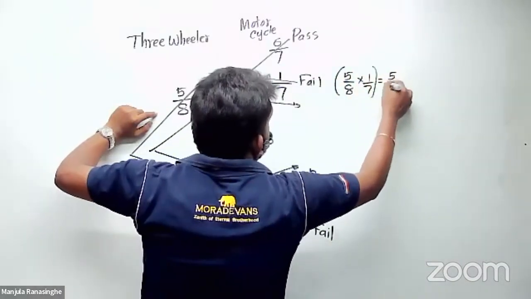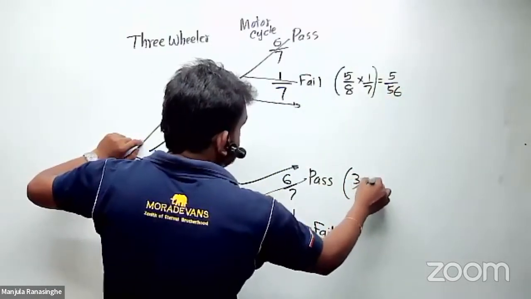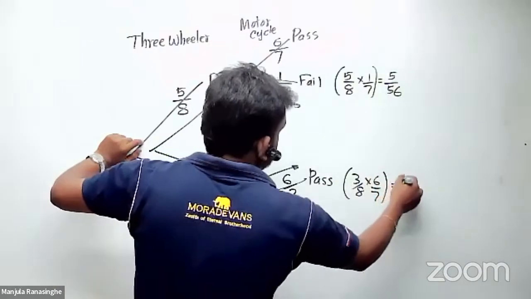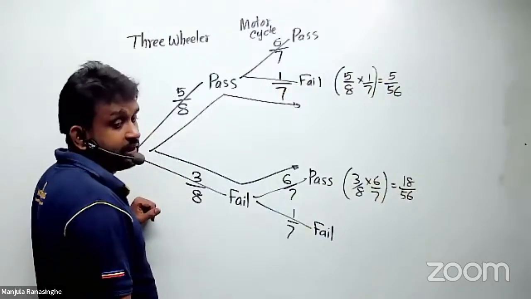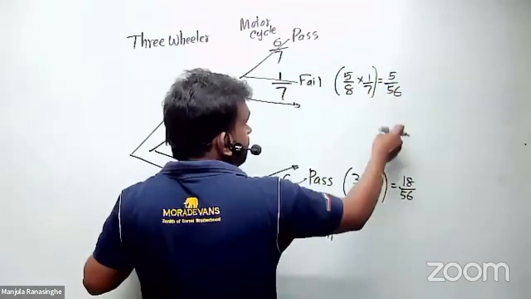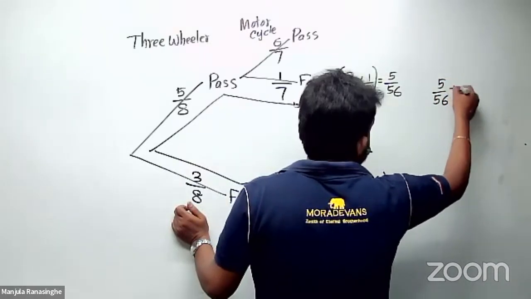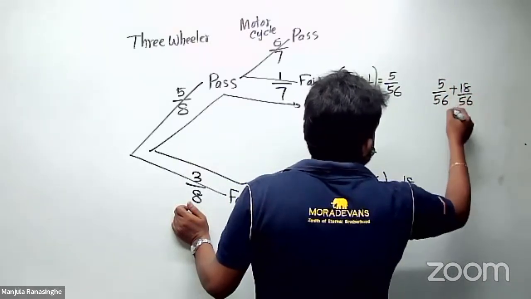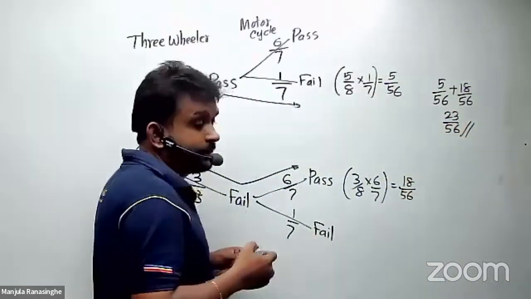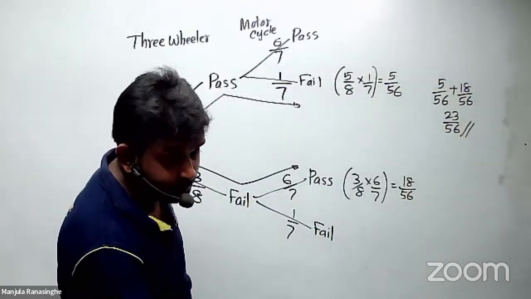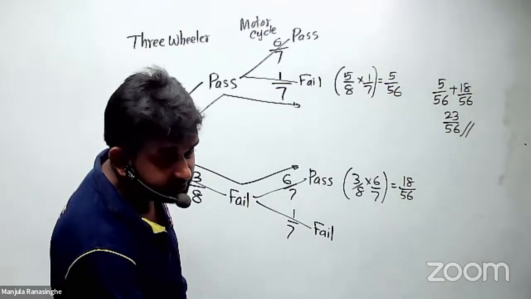That gives you 5 upon 56. Here we have 3 upon 18 times 6 upon 7. That gives you 18 upon 56. Now, since these are the two possible ways, you have to add these probabilities: 5 upon 56 plus 18 upon 56 gives 23 upon 56. So that is the probability. The second one is complete.